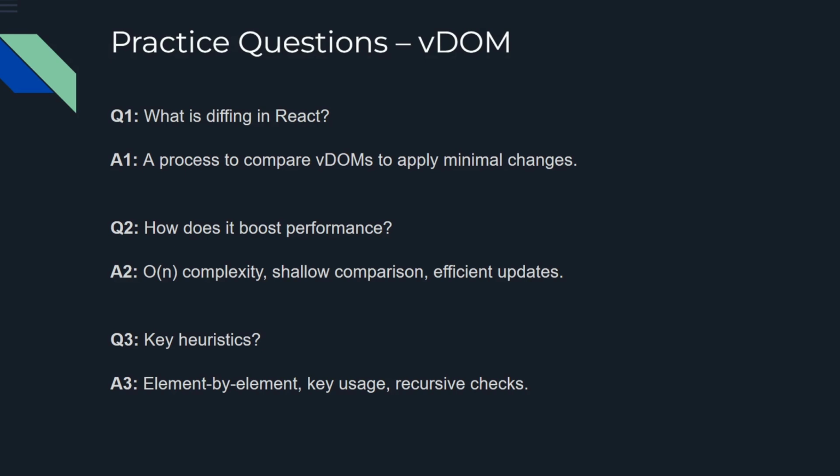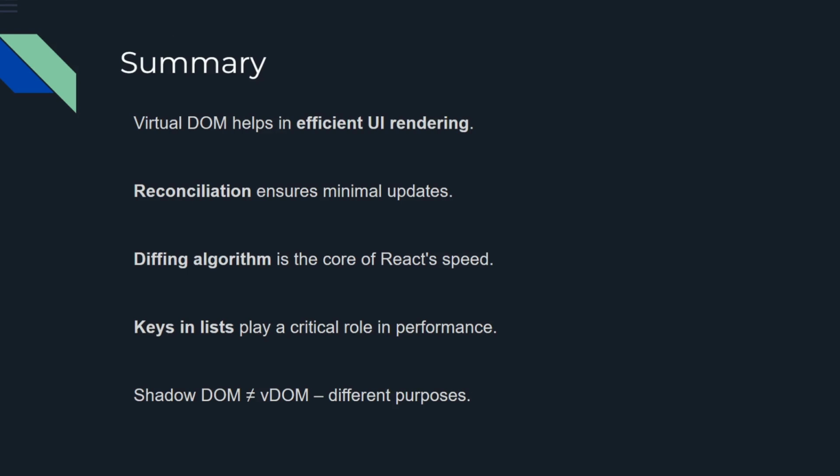So what is diffing in React? A process to compare the virtual DOM to apply minimal changes. How does it boost performance? Order of n complexity, shallow comparison, and efficient updates. Now, what is key hoisting? So it makes changes either by element by element comparison, or by using keys, or by recursive checks.